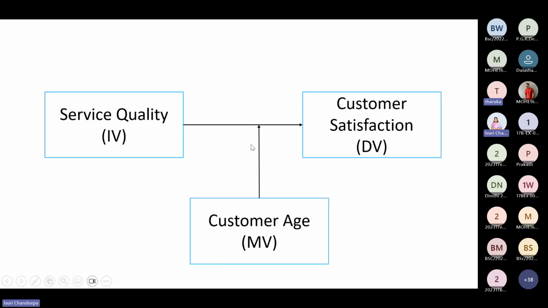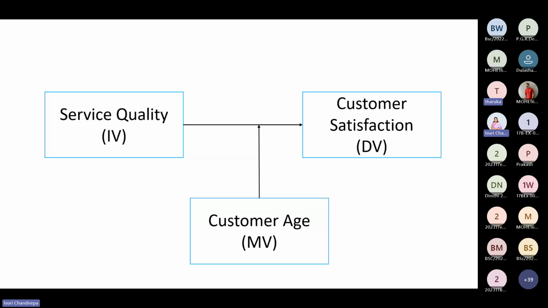I hope it's clear to you. So the role of this moderator is to modify the relationship. While keeping the first main relationship, we first identify the main relationship, that means service quality and customer satisfaction. That is the main relationship. Second, we investigate, if we include this kind of moderator, what happened to this main relationship? Is it changed? Is it modified? Does it stay the same as it is?